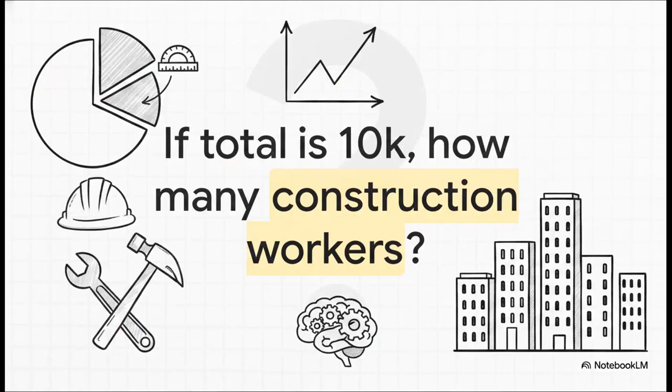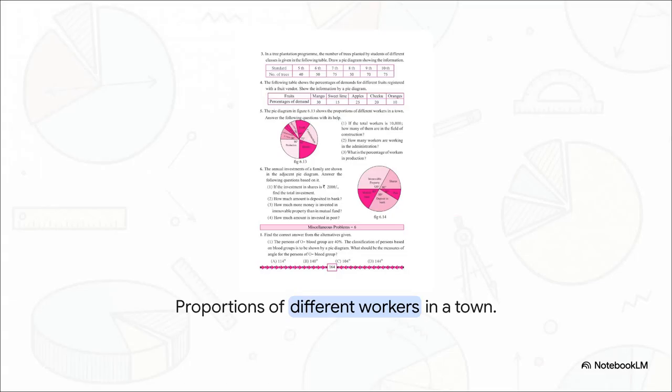Let me pose a direct challenge to you right now. Imagine you're working for the town municipality. You're handed this chart, and you are told that the total number of skilled workers in the town is exactly 10,000. My question to you is, using only the pie chart, how many of those workers are specifically in the field of construction? Think about how we might apply our central angle formula in reverse to figure this out. Let's solve it together using the figure on the screen.